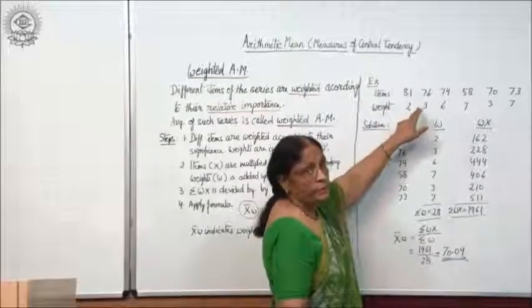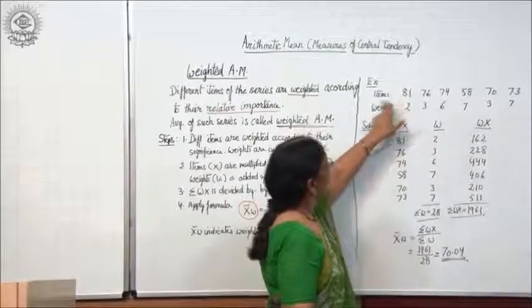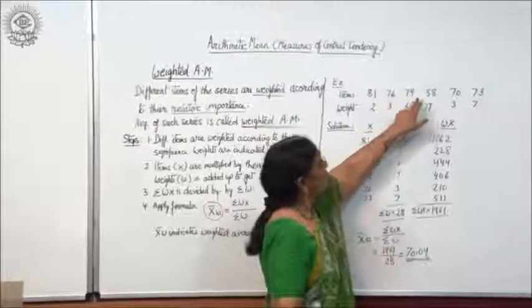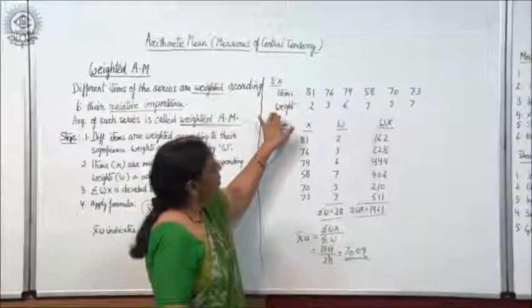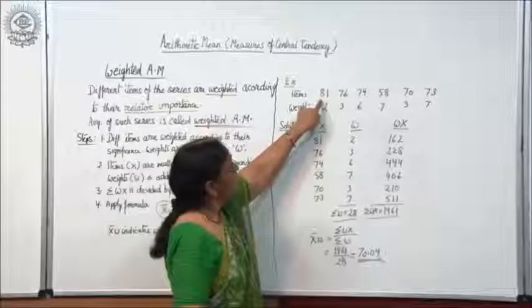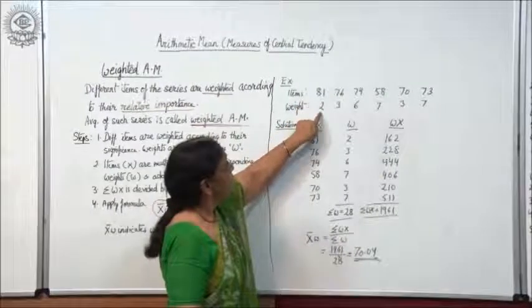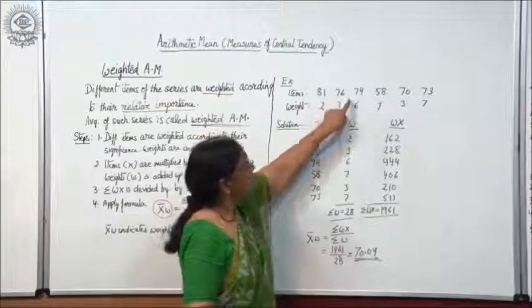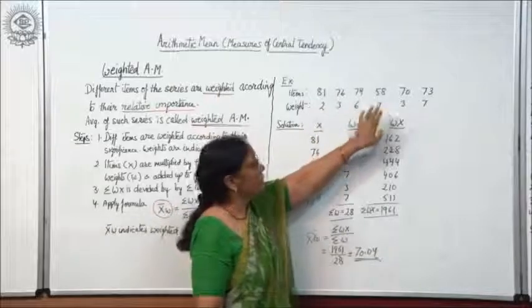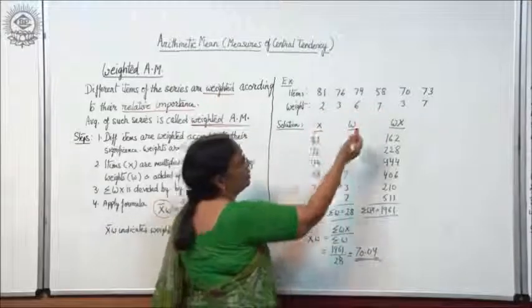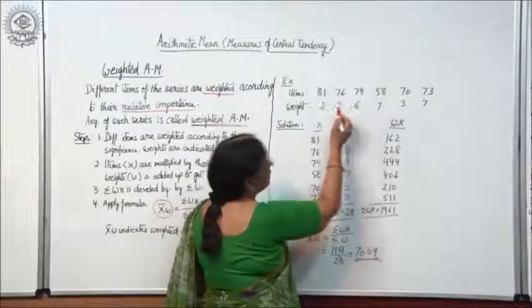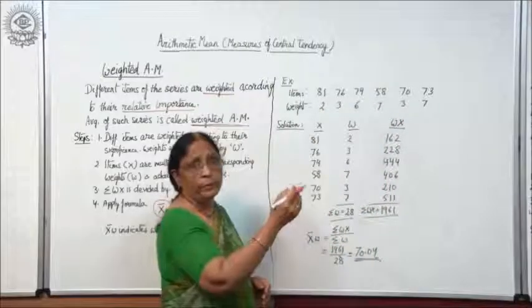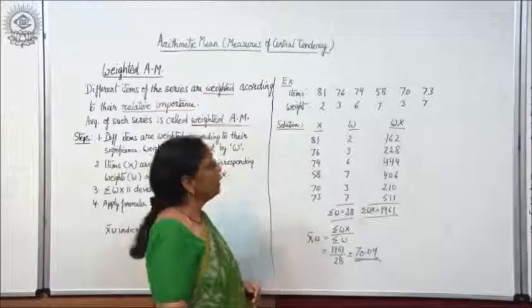Now take the example here. Suppose these are the items given to you: 81, 76, 74, whatever. Now you are assigning weights, that means this item is getting this weight. These are imaginary weights given here, that means which is more important. This is more important, 7 weight is given. This is 6. This is 3. This is 2. That means relative importance is given to each item.